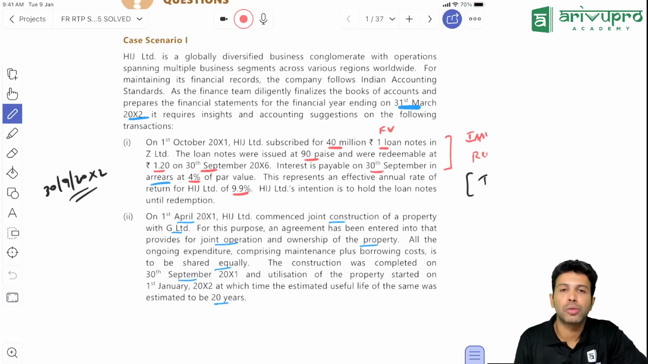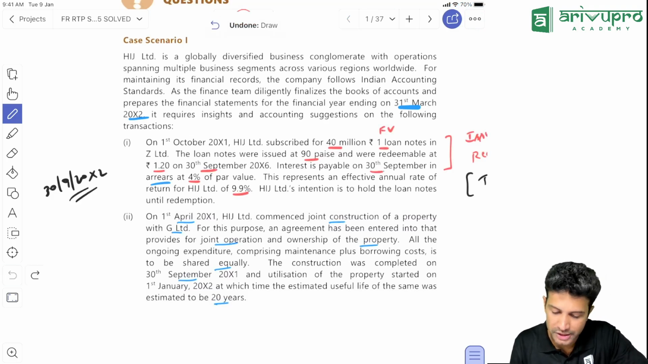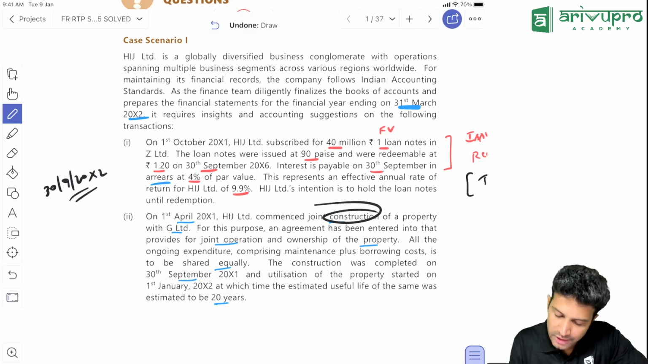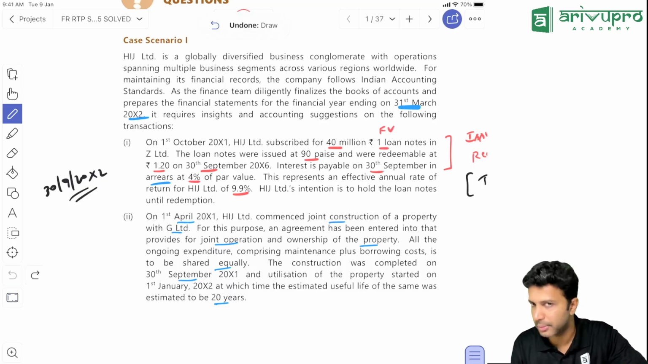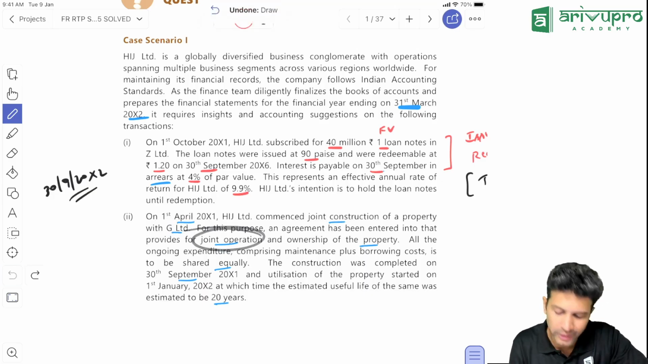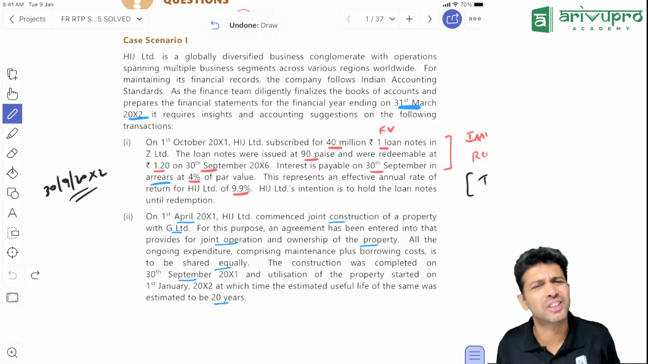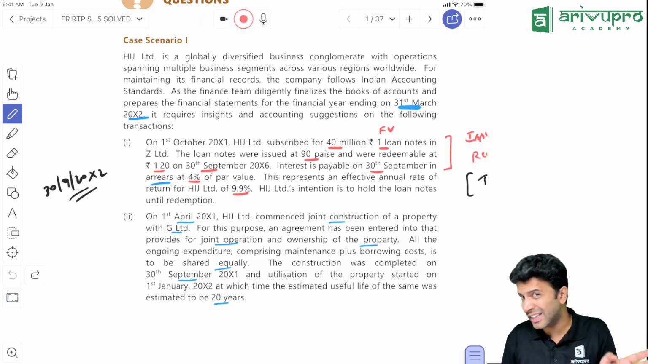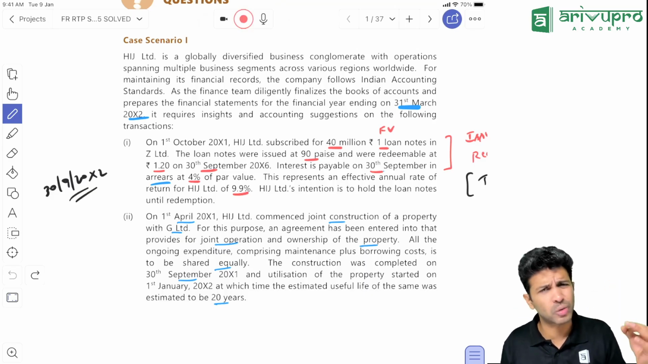On 1st April 20x1, the same company, HIG Limited, commenced joint construction of a property with G Limited. For this purpose, an agreement has been entered into for joint operation. So they have told us this is a joint operation. This is not a joint venture. This is a joint operation is what they have already told.